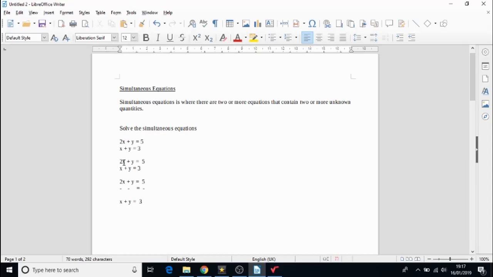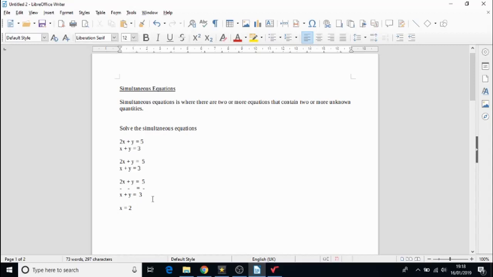With a bit of space there. So 2x minus x is equal to x, and positive y minus positive y is equal to 0. So you can just write 0 or just leave it blank like this. 5 minus 3 is equal to 2. So therefore x is equal to 2.